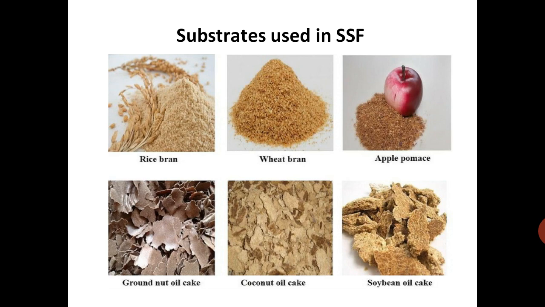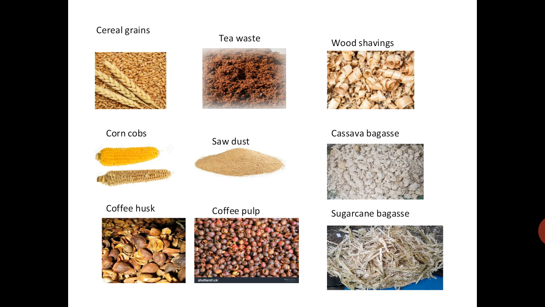It includes rice bran, wheat bran, apple pomace, and various oil cakes such as groundnut oil cake, coconut oil cake, soybean oil cake, then cereal grains, tea waste, wood shavings, corn cobs, sawdust, cassava bagasse, coffee husk, coffee pulp, and sugarcane bagasse.